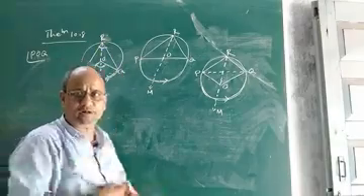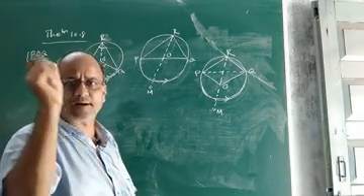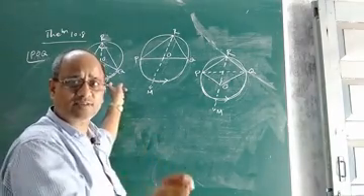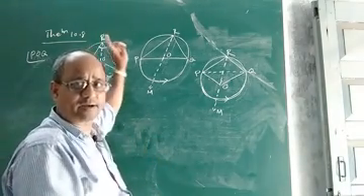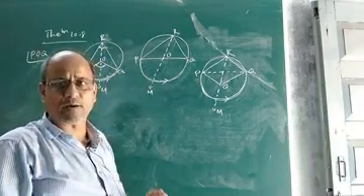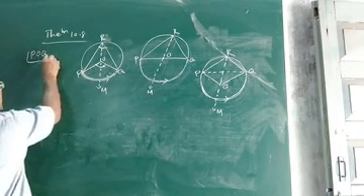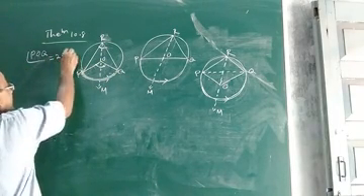I hope children you understood the statement. The angle subtended by an arc of a circle at the center is double or twice the angle subtended by the same arc on the remaining part. So that means we have to prove that angle POQ equals 2 times angle PRQ.